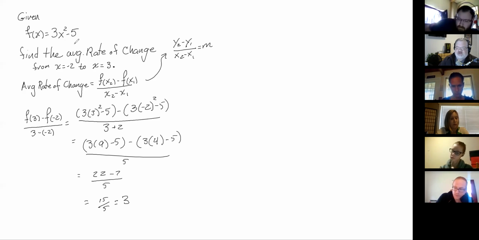Now we don't have any units for this function, so we don't know what our x's and y's are called. So really our average rate of change is just 3 here. Remember from yesterday, if we had units, we'd want to interpret that. So really this is 3 function values per x value, whatever they happen to be. Questions about any of that from yesterday?